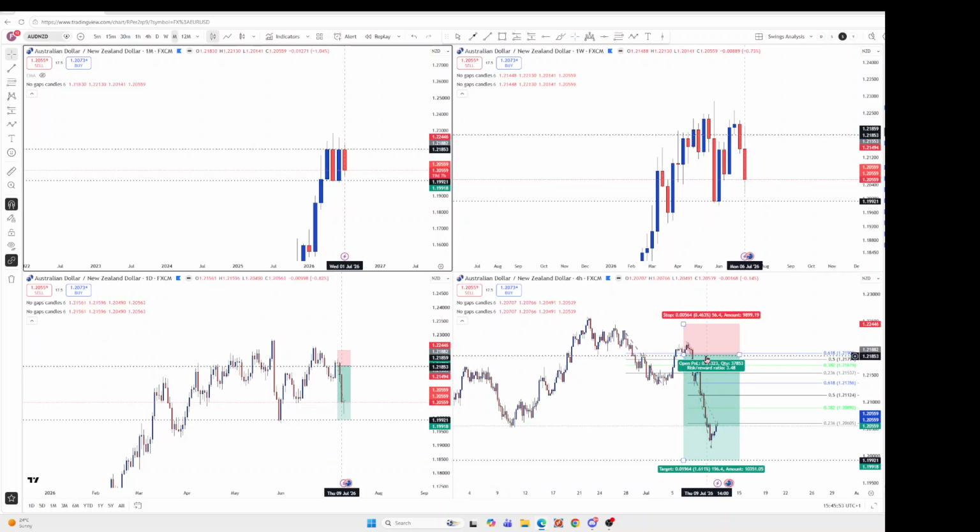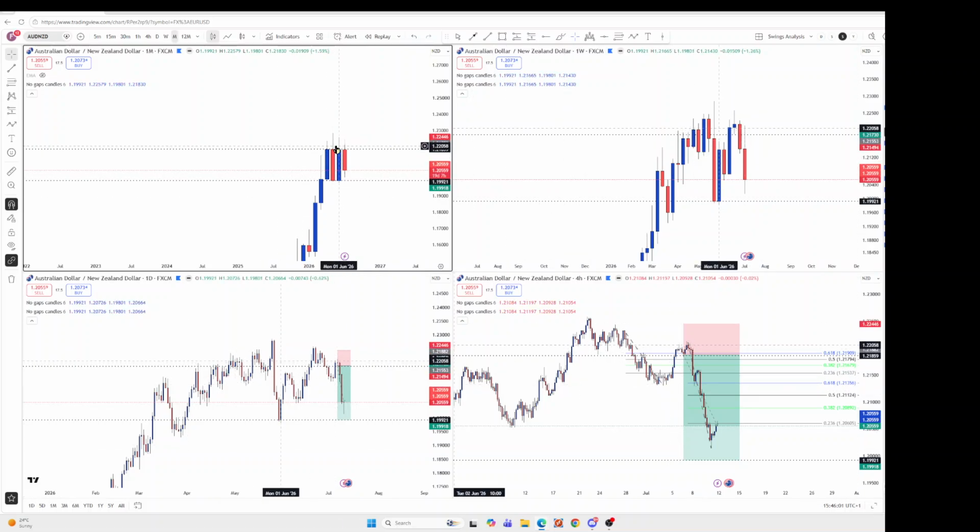618 fib just happened to be there, so that's something I always look for. I can see 618 fib is a good entry point because it matches this monthly level, which was also very strong. So based off that, I was quite happy to take the trade from here, and as you can see, it's had a pretty good reaction.